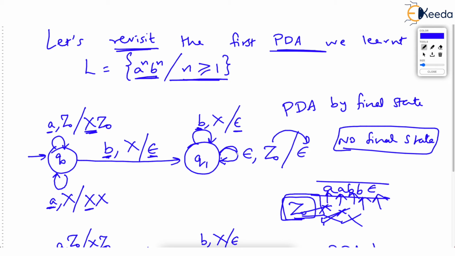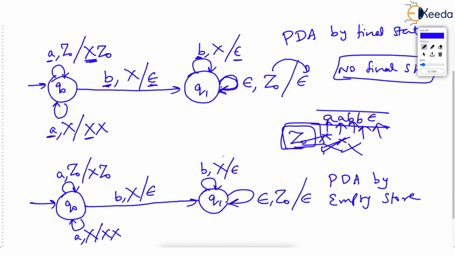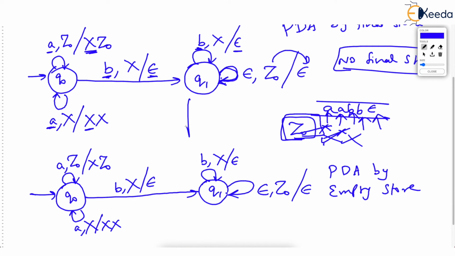We have defined a new transition on Q1, and the resultant PDA we get is this. Exactly the same. Just see what change we have done. The only change we have done is on this epsilon and Z0, where we were sending the machine to final state Q2. You remember?